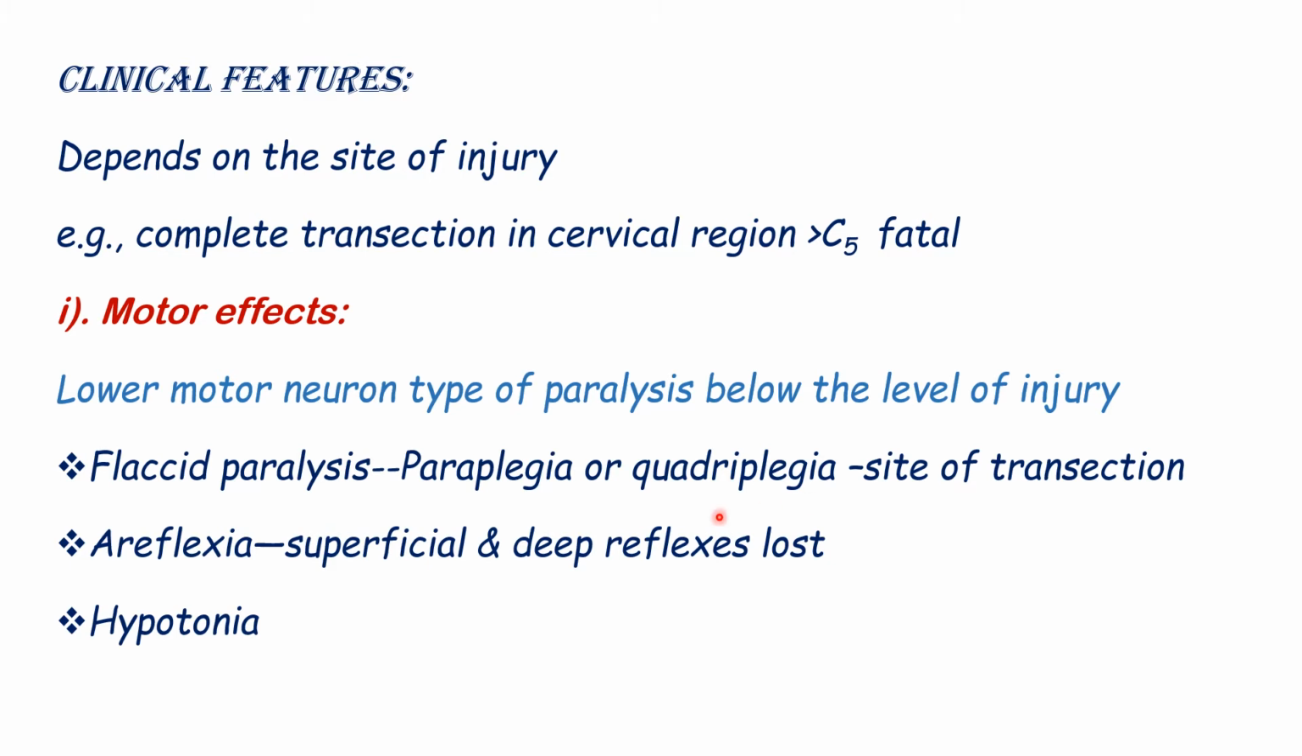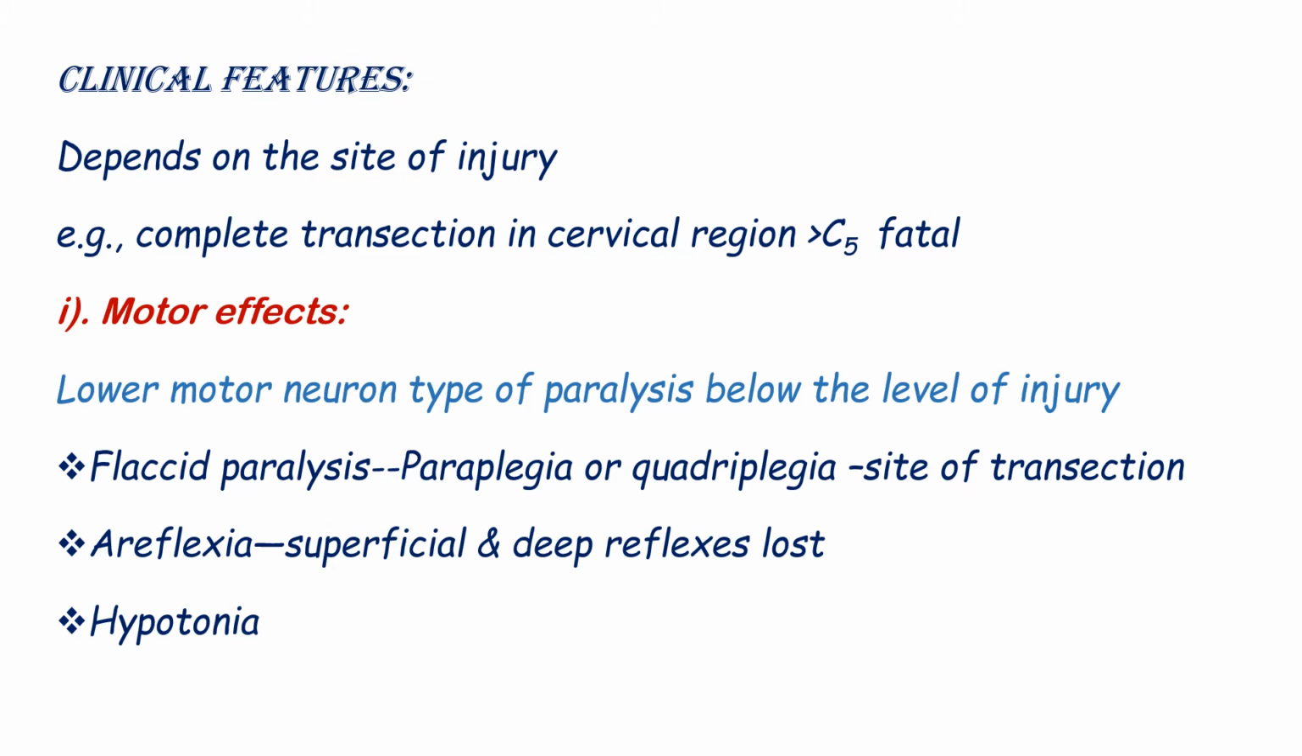Then there is areflexia, and both superficial and deep reflexes are lost. The tone is not there; hypotonia or atonia is present, because higher centers are not sending impulses and alpha motor neurons fail to respond to afferent input for the time being. This is for the time being. This is in spinal shock.